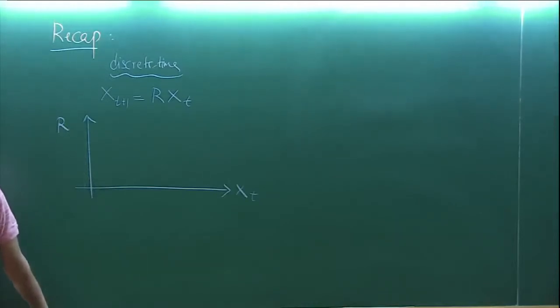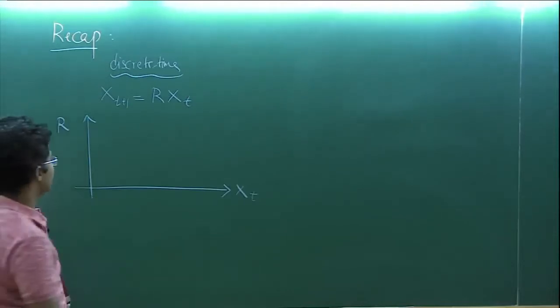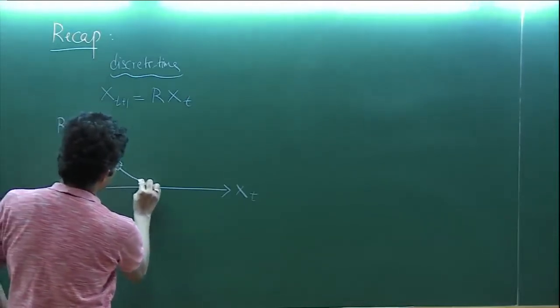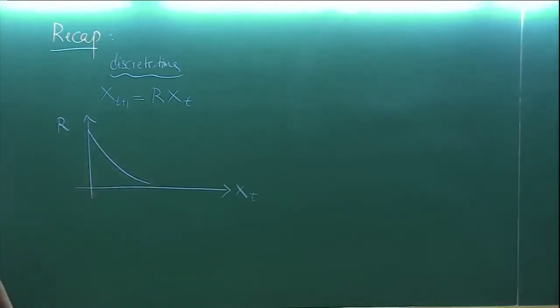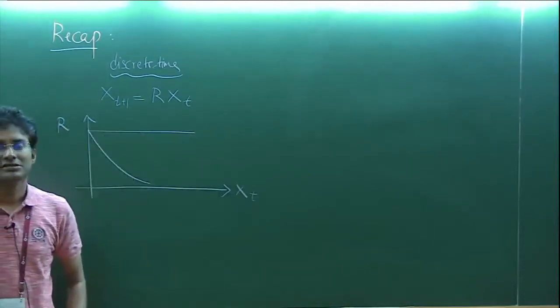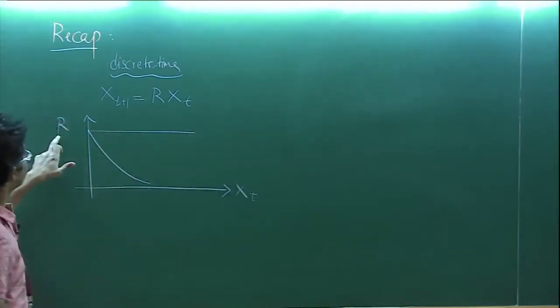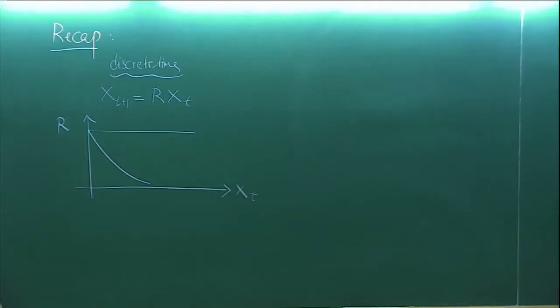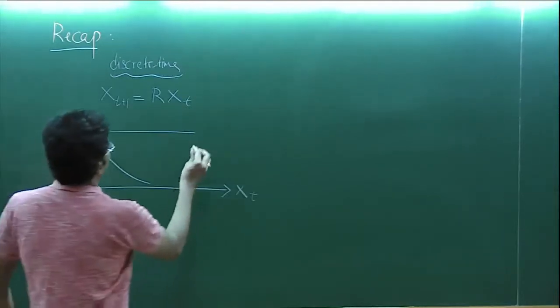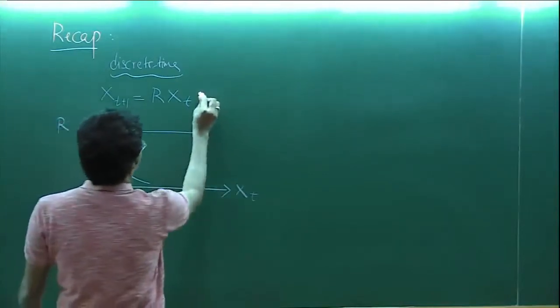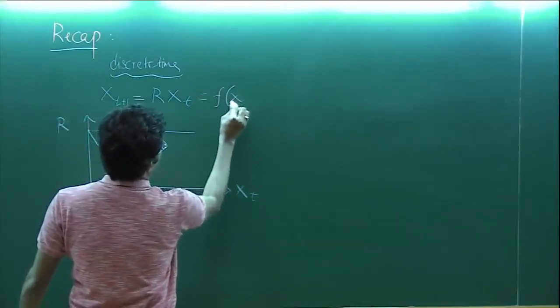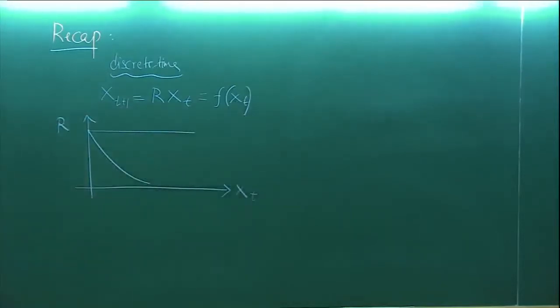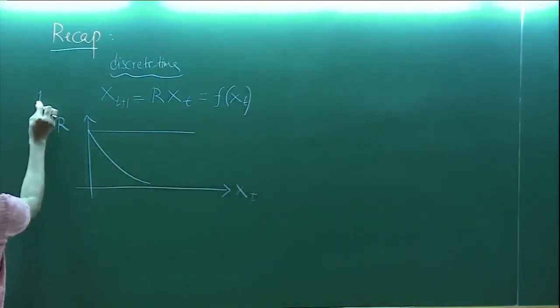For example, in the context of competition under limited resources, we said r must be a declining function. In the context of unlimited resources, this will be a constant value, and so on. All of these different biological scenarios will yield different functional forms of r, and then you plug that back into this equation and you have a model of population. So let us write down r times x_t as f of x_t.